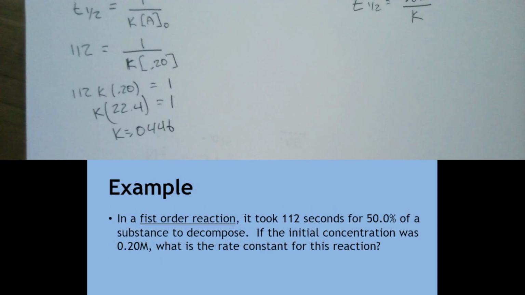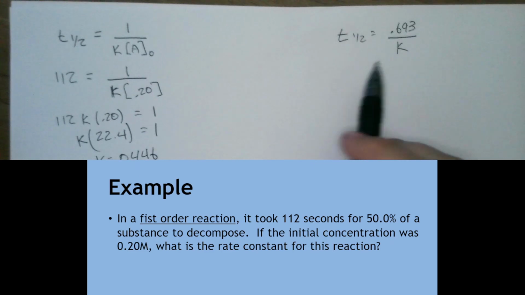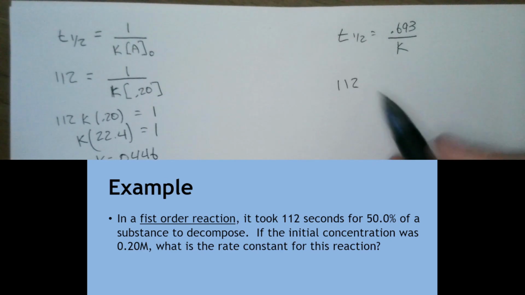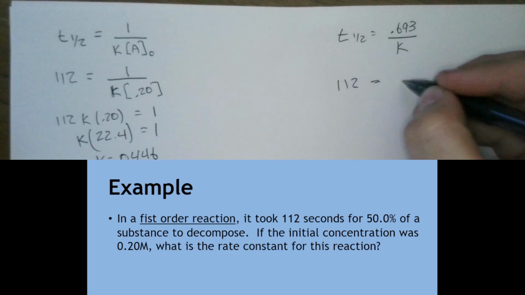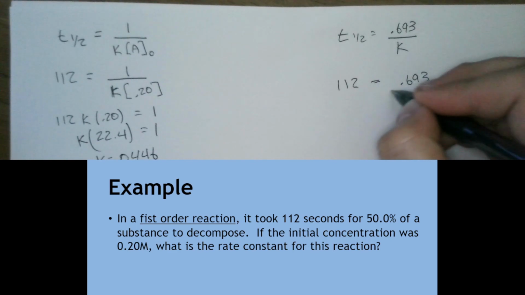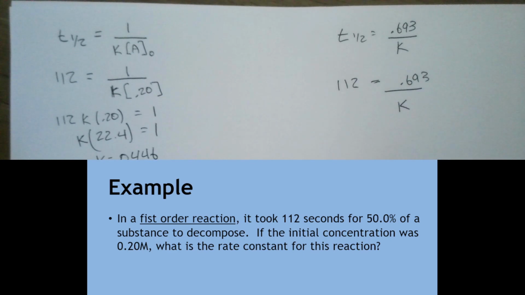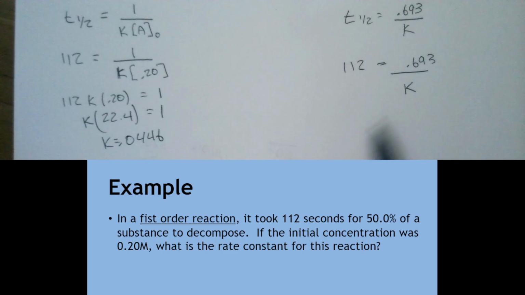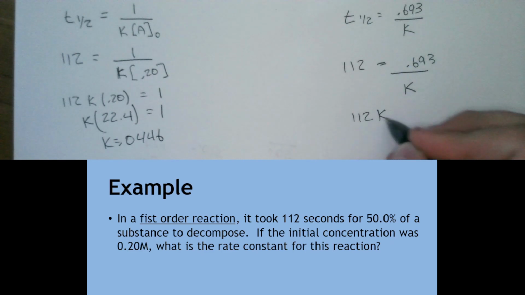Okay. In a first order, that should say, it took 112 seconds for 50% of a substance to decompose. If the initial concentration was 0.2 molar, what's the rate constant for this reaction? So this is first order, so I'm going to use the first order rate law this time. My half-life time is still 112 seconds. That's equal to 0.693 divided by K. Well, my initial concentration is given to me, but it doesn't matter because I don't put it into this equation. So this one I just solved like this. They could have said the initial concentration was 1 billion tons. That wouldn't have mattered. So multiply out my K.